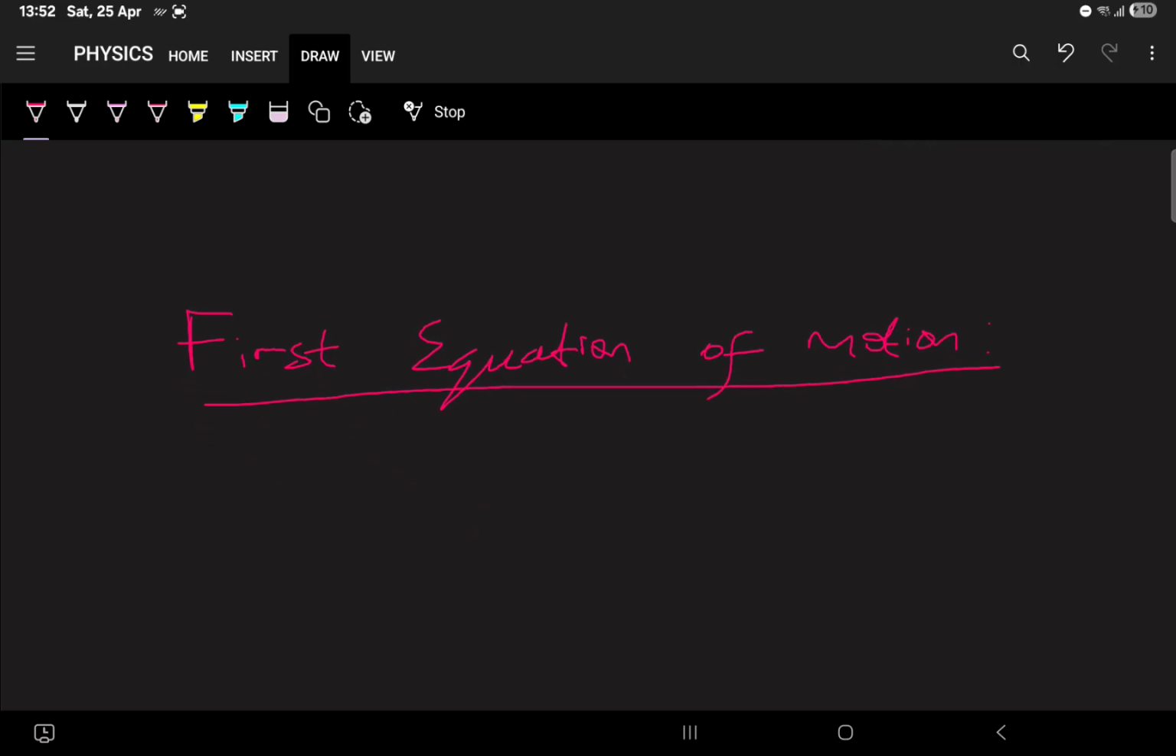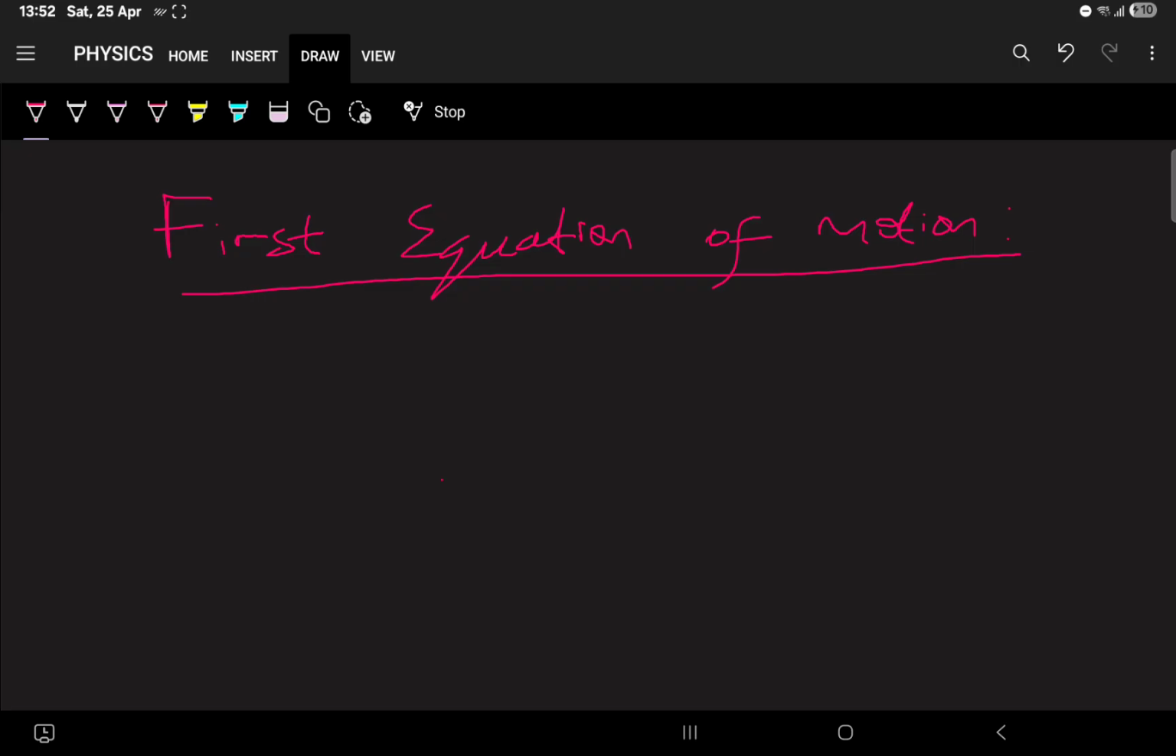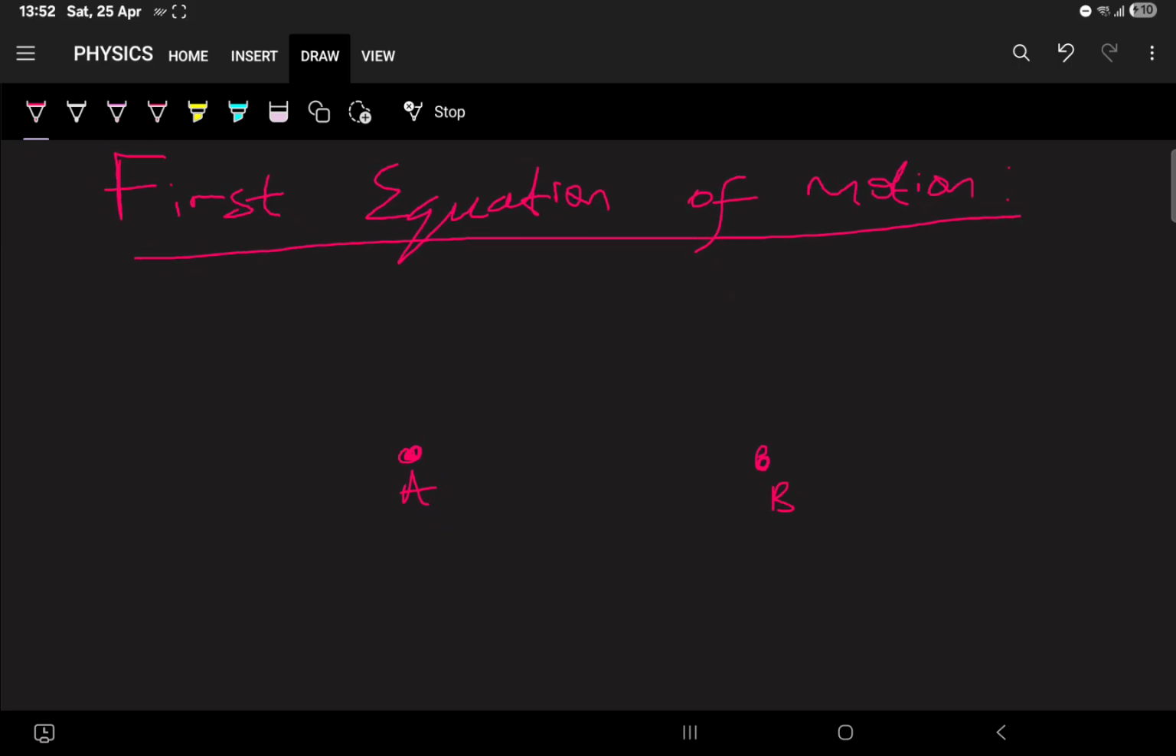Now please ensure you have your pen and a notebook or a notepad beside you so you can take notes and follow along. Just like previously illustrated, let's assume this is point A and this is point B. Now we're going to be working with letters to represent terms. Let's assume a body is at rest or moving with an initial velocity.